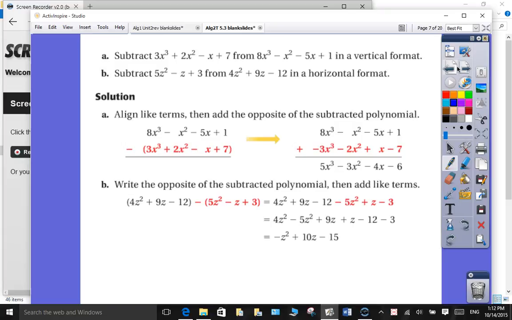In the horizontal format, you still have to distribute that minus. Before you combine like terms, distribute the minus. And then, they're writing all the like terms next to each other. I probably wouldn't. I'd probably just say, okay, that's 4z squared minus 5z squared, negative z squared. 9z plus z, 10z. Negative 12 minus 3, negative 15. You need to be somewhat systematic, whatever way you have it works for you, but you need to be systematic and write neatly.